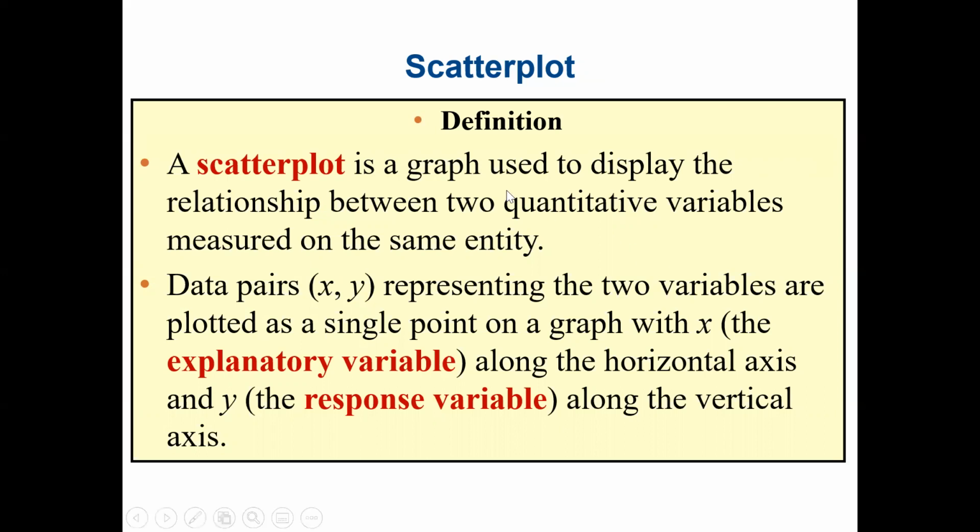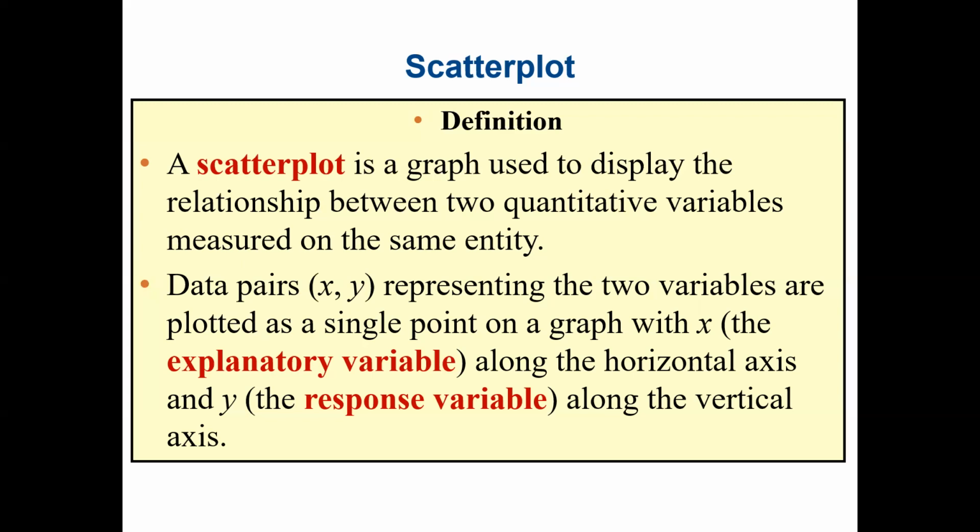So a scatter plot is a graph used to display the relationship between two quantitative variables measured on the same entity. Each data pair has two coordinates, which we call X and Y. Every point that we plot on a scatter plot has an X value and a Y value. Normally, the X value is the independent variable, on the horizontal axis, and the Y variable is on the vertical axis, which is the dependent variable.